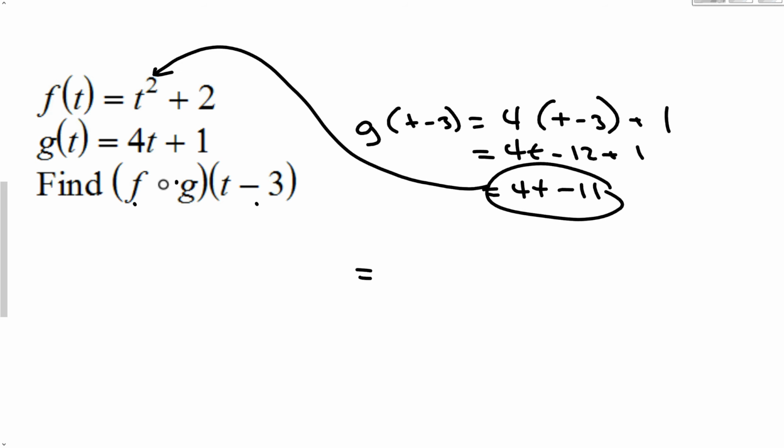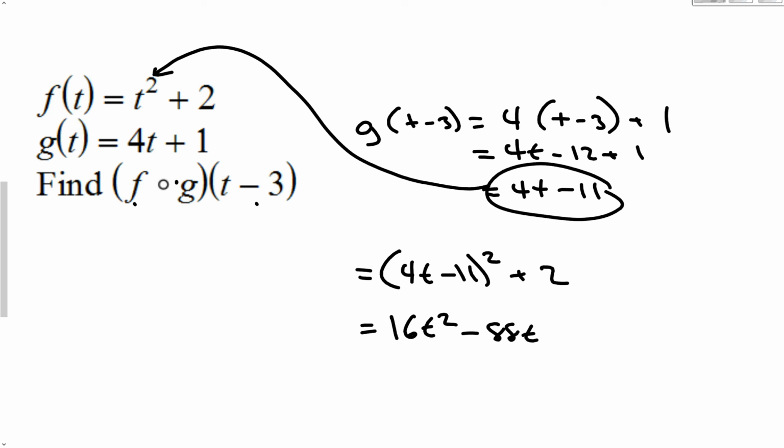So now I get 4t minus 11 squared plus 2, which is going to be 16t squared minus 88t plus 121 plus 2 to give me my final function of this.